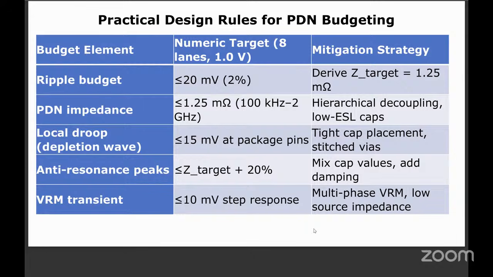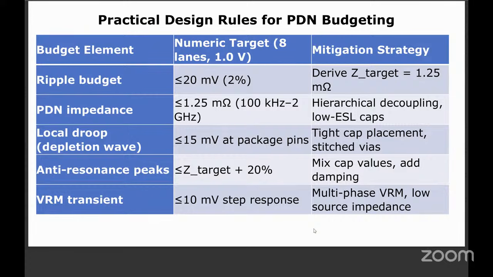5-6 slides. Hierarchical decoupling, low ESL caps have to be used. Local droop depletion wave less than 15 millivolts at package pins. Tight capacitor placement, stitched wires for both power and ground. Anti-resonance peaks less than or equal to Z target impedance, plus or minus 20%. Some people calculate at 10% also. Mix capacitor values, distribute the capacitors, and I'll show another picture which we derived from the previous session.